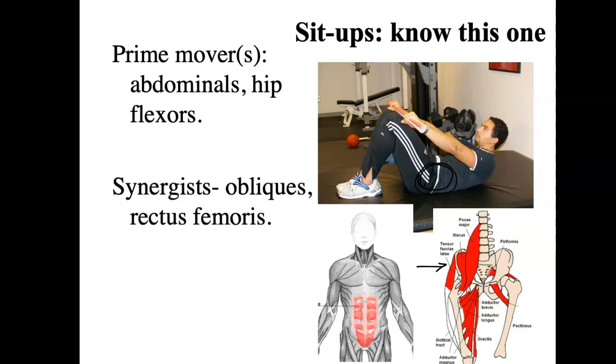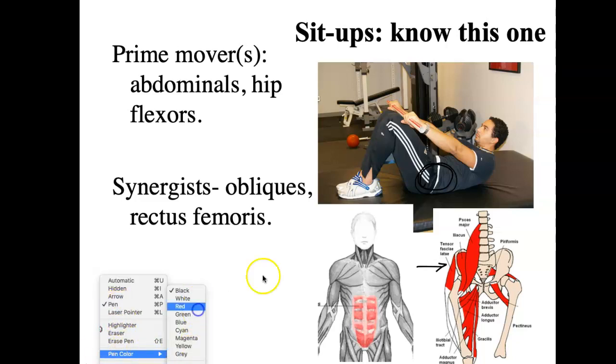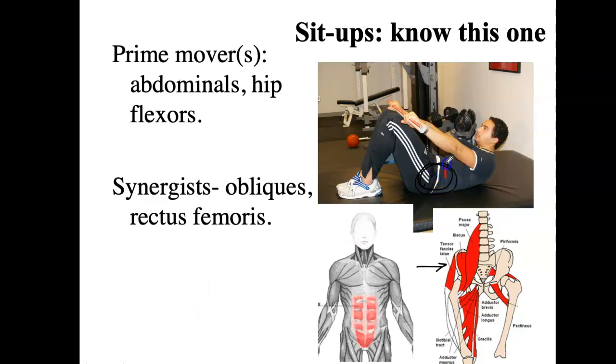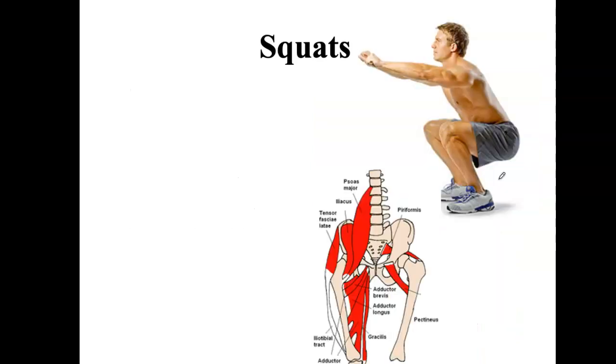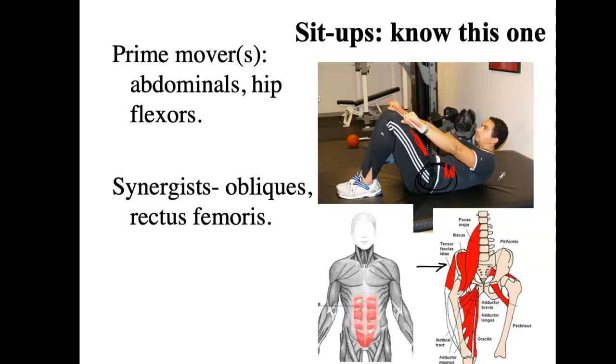Who are the synergists? Well, your obliques. You get pen color red. So here, obliques, and your rectus femoris. They are helping that movement to go well, to be smooth. So those I want you to know. What is a prime mover and what is a synergist in a sit-up.